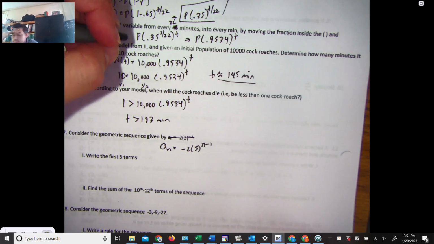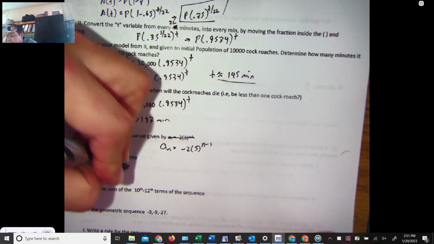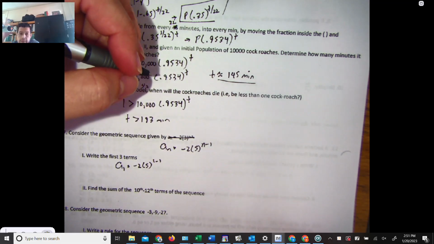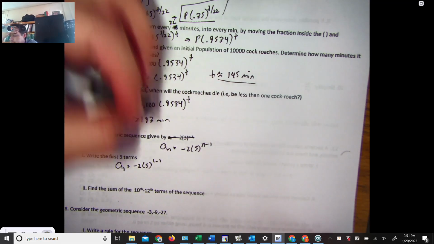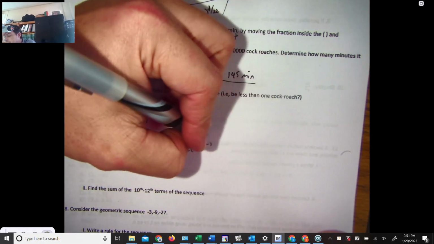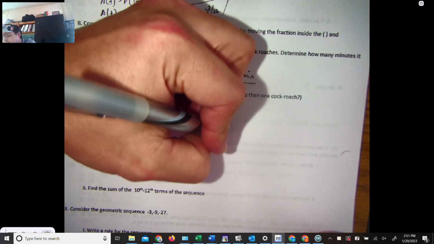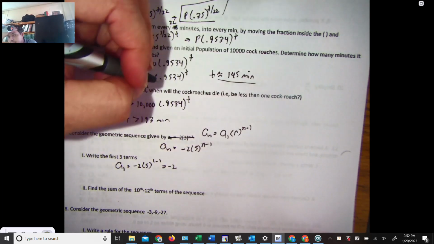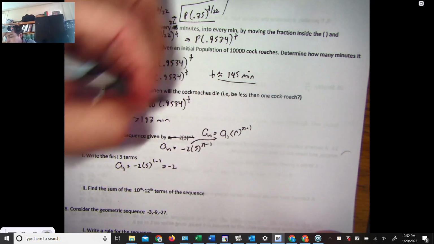First 3 terms are simple. If you want a sub 1, you plug in a 1. If you don't know how to do that, do it in a calculator. It should be -2. The reason it's -2 is because your form for these is a sub n is the first term, a sub 1, times r to the n minus 1 power. So there's kind of a lineup going on.